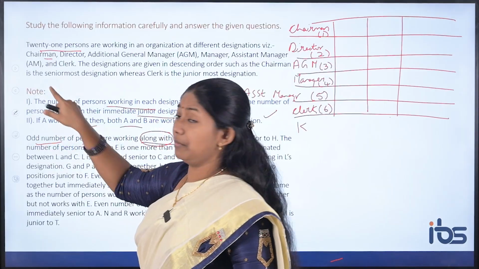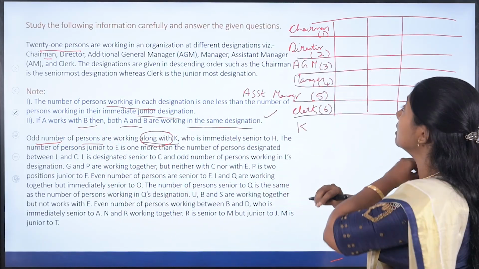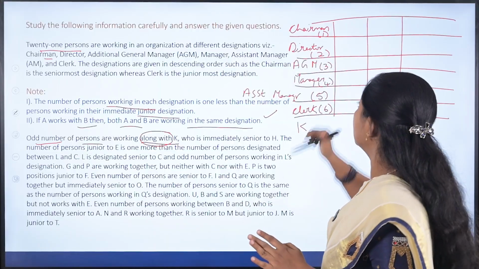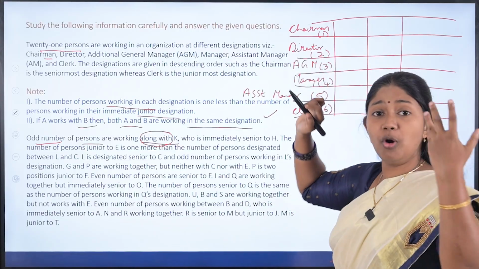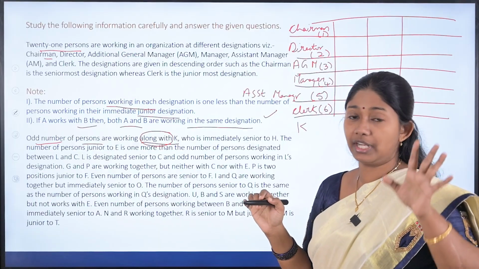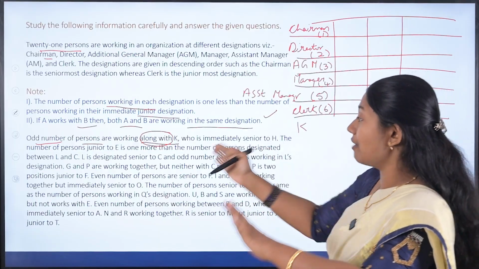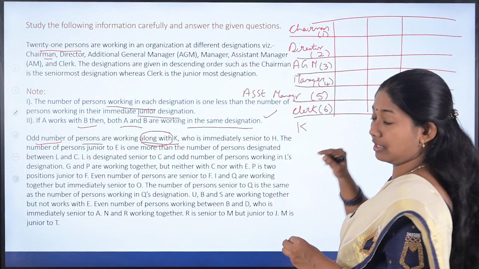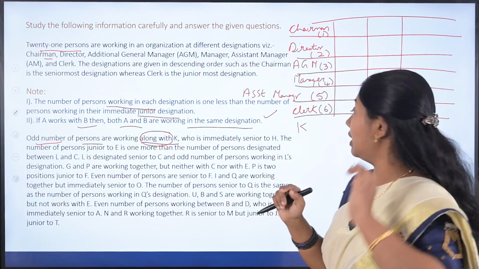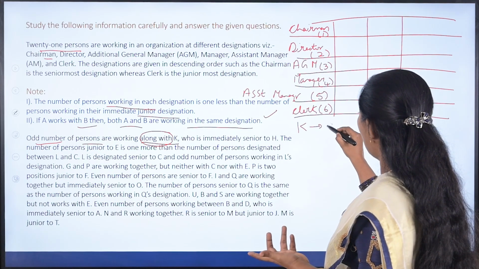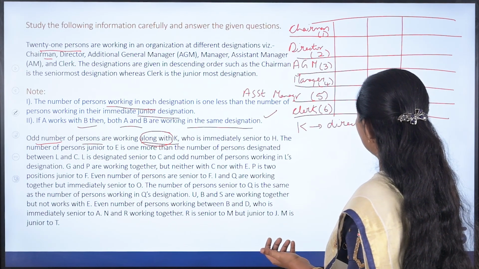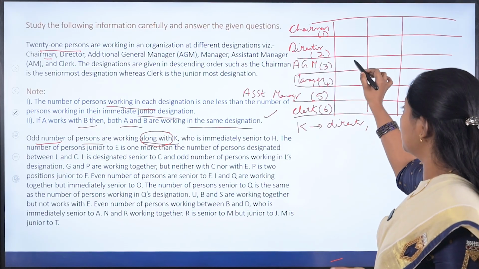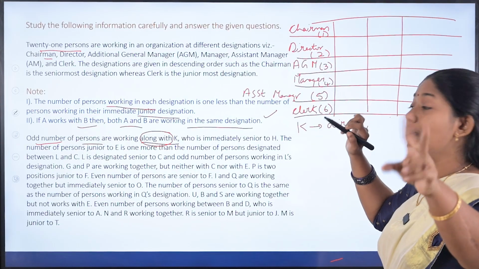So from that statement, what I am decoding is, they have mentioned that odd number of persons are working along with K. So if K is a chairman, no person is working along with K. So we cannot take K working as a chairman, but we need some person, that's why they have mentioned along with K. So if K is a director, you can say one odd person is working. So K can be a director. If AGM, no, you cannot take AGM because if K is there, the remaining even persons are working.